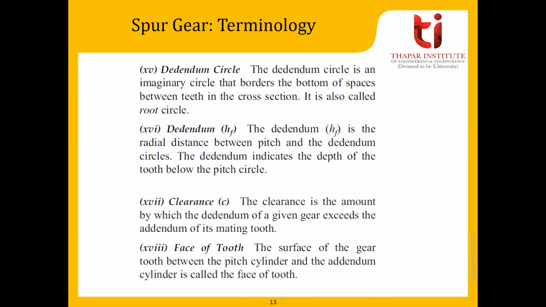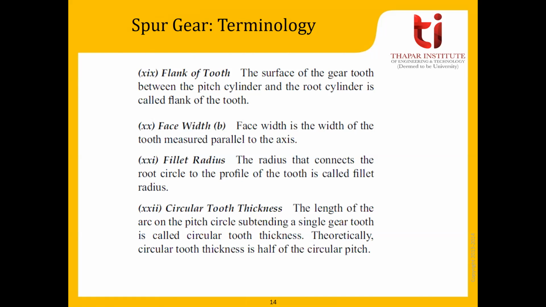Then the clearance. The clearance is the amount by which the dedendum of a given gear exceeds the addendum of its mating tooth. Then the fillet radius, the radius that connects the root circle to the profile of the tooth is called the fillet radius. And this is provided just to strengthen the tooth.